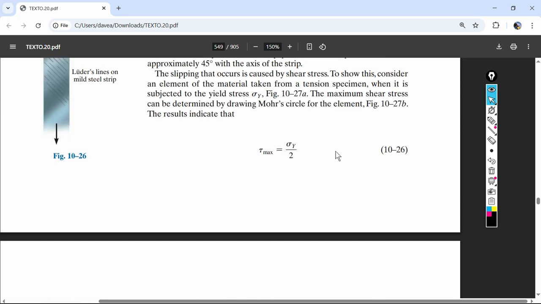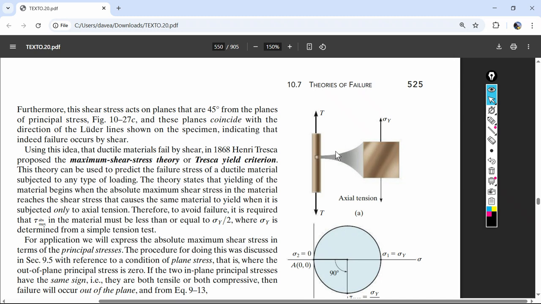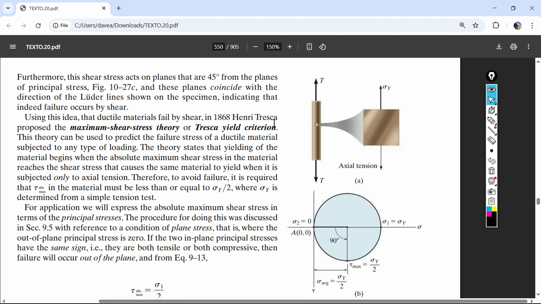All right, hell yeah. So let's see. All right, and so 45 degrees. Furthermore, this shear stress acts on planes that are 45 degrees from the planes of the principal stress, and these planes coincide with the direction of Luder lines shown on the specimen, indicating that indeed failure occurs by shear.